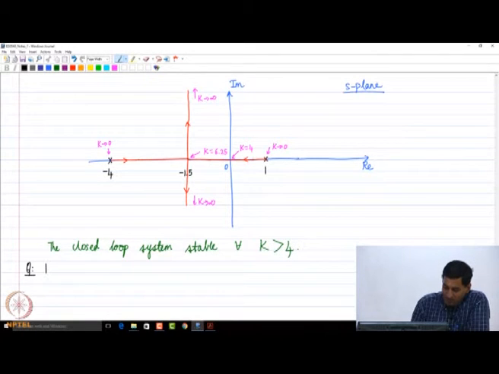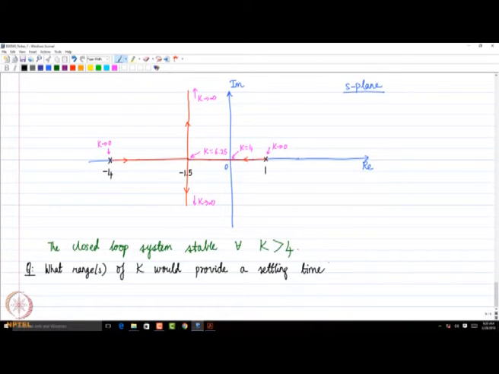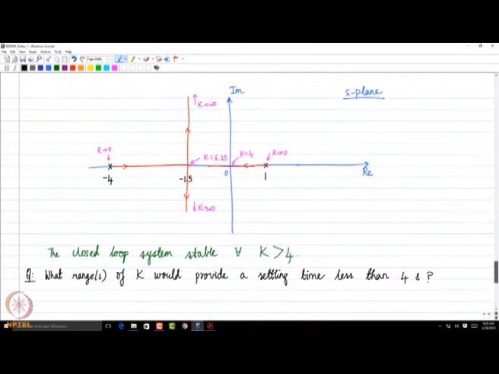So, what range of K, we saw closed loop stability is for K greater than 4, would provide a settling time, of course using the 2% criteria, less than 4 seconds? So, from the root locus can we figure out what ranges of K would give me a settling time of less than 4 seconds?